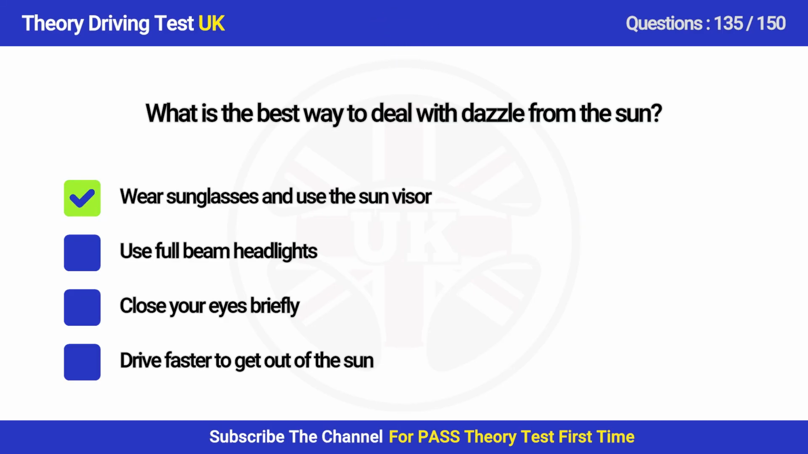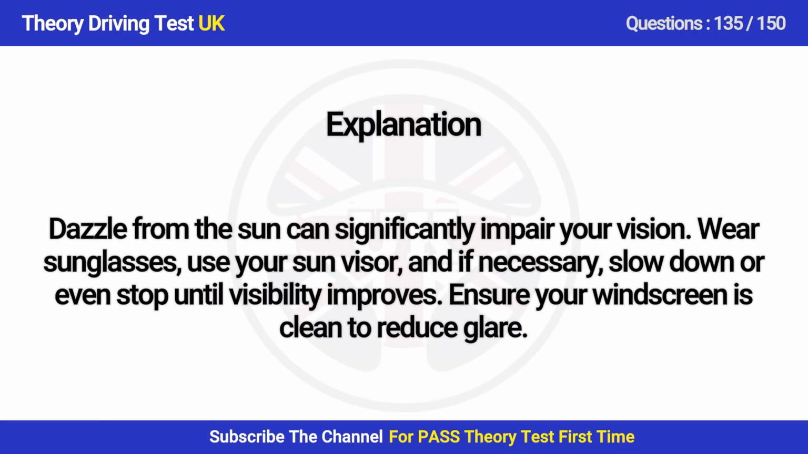Answer is A. Wear sunglasses and use the sun visor. Dazzle from the sun can significantly impair your vision. Wear sunglasses, use your sun visor, and if necessary, slow down or even stop until visibility improves. Ensure your windscreen is clean to reduce glare.